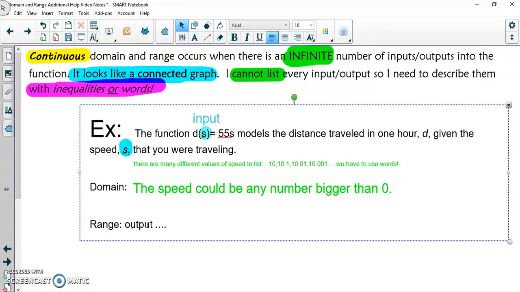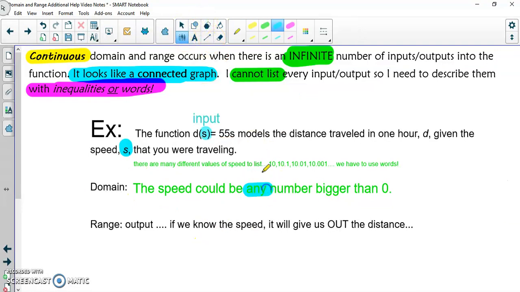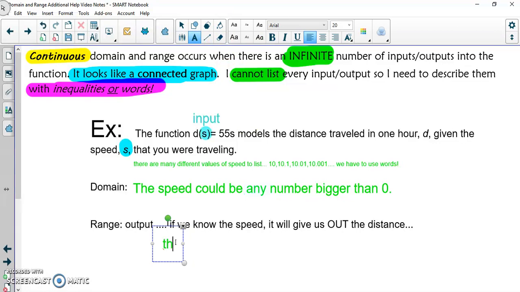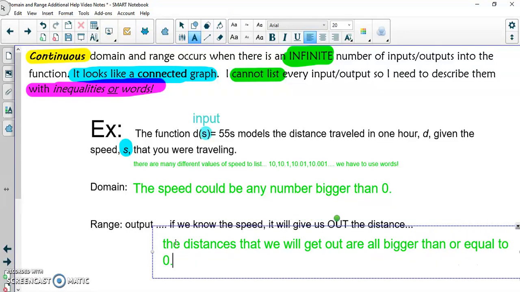Right now, the output here, if we know the speed, it will give us out the distance. So again, there's too many distances that we could ever come up with. I could go 0 miles, I could go 0.1 miles, I could go 0.2 miles. But if I can travel any speed, then I can get any distance out of there. So there's too many to list. So the distance that we will get out are all bigger than 0. Could be equal to 0.